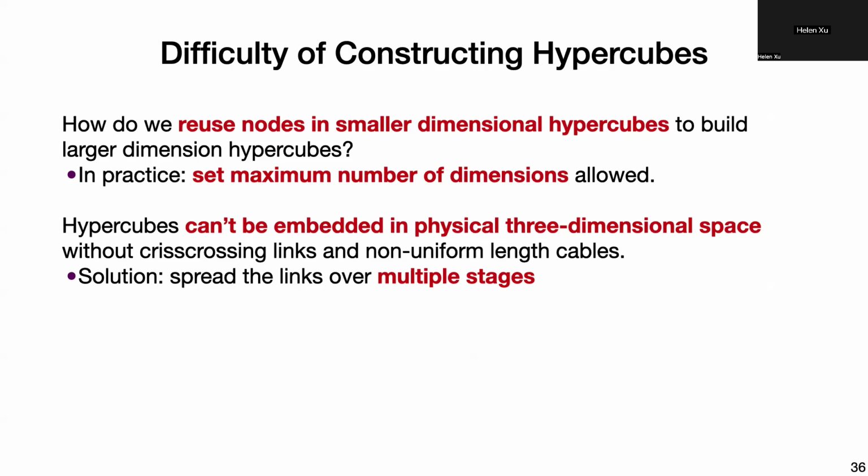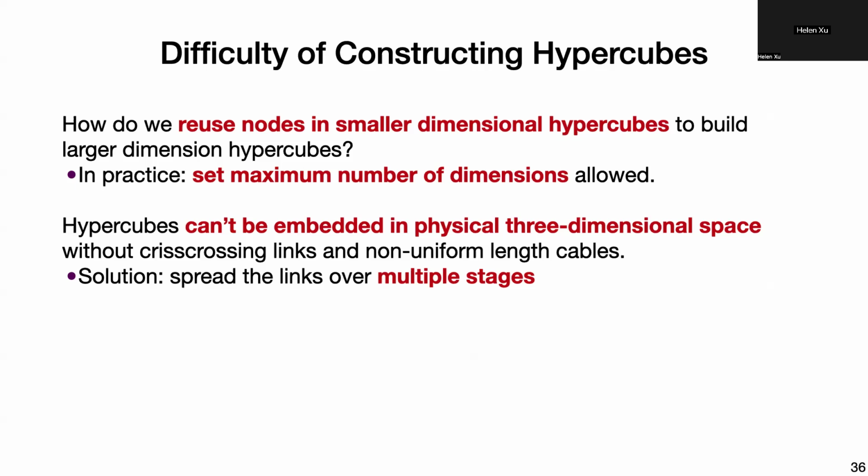Another difficulty is that if we want to grow, the maximum number of ports you need grows with p. The maximum number of ports is log p because the neighbors is log p. However, when you build a machine, it has a fixed number of ports, so you cannot arbitrarily grow the ports. In practice, you have to fix a maximum dimension, limited by the number of ports we have. And also, arbitrary dimensional hypercubes cannot be embedded into physical 3D space well without crossing links. So that's another challenge when we build these physical things.